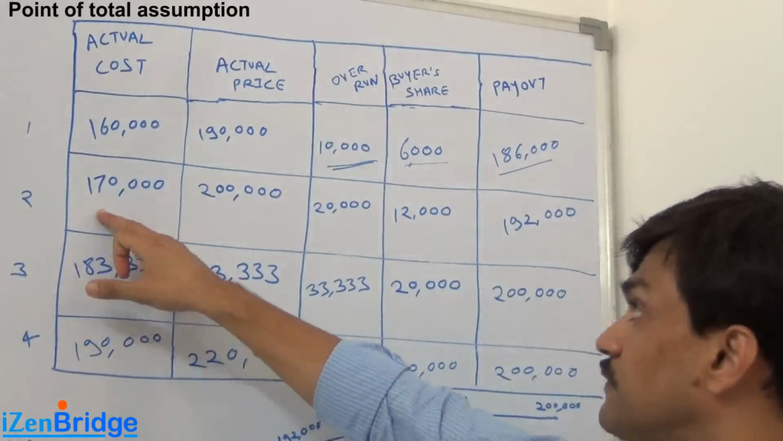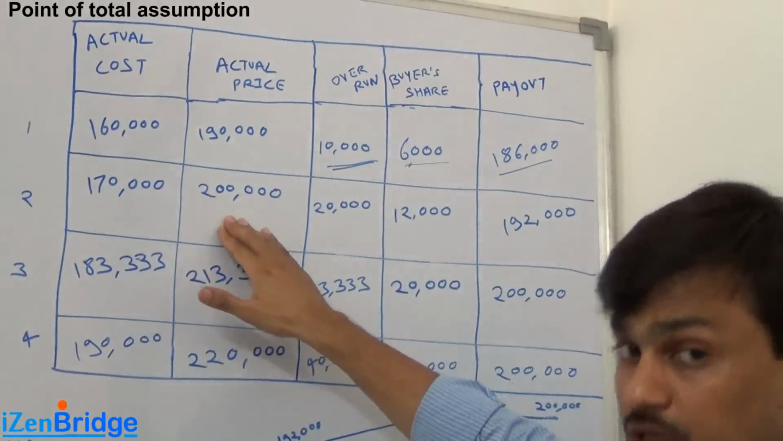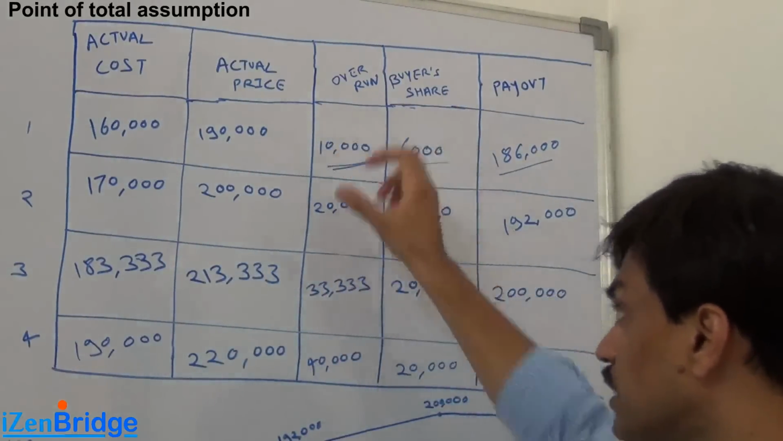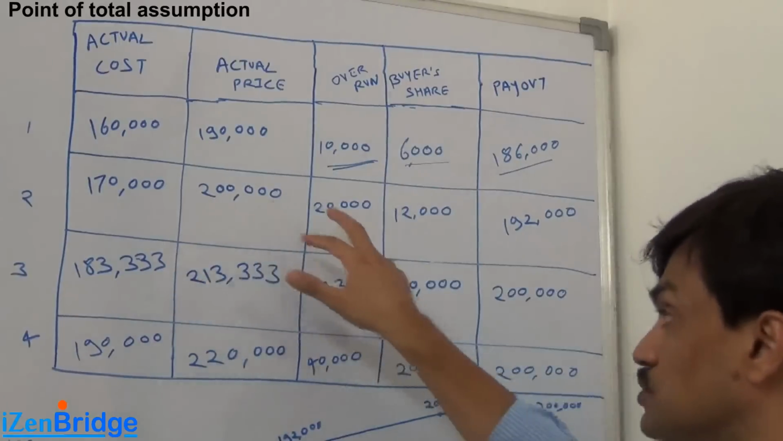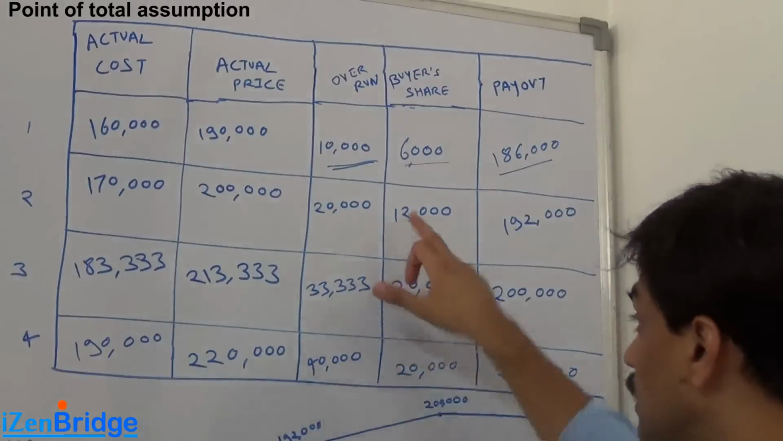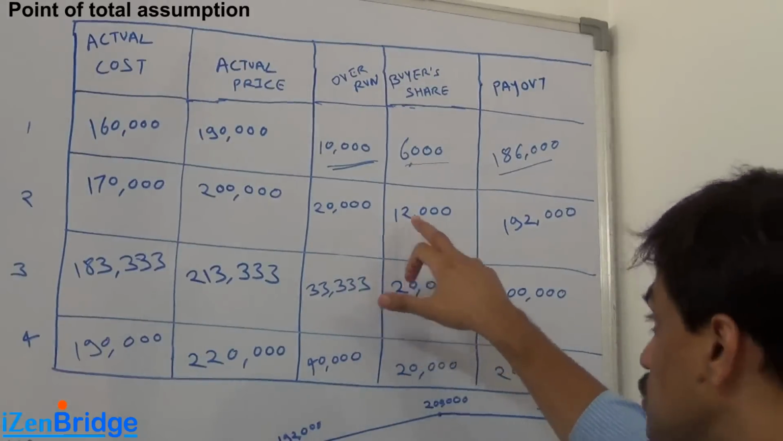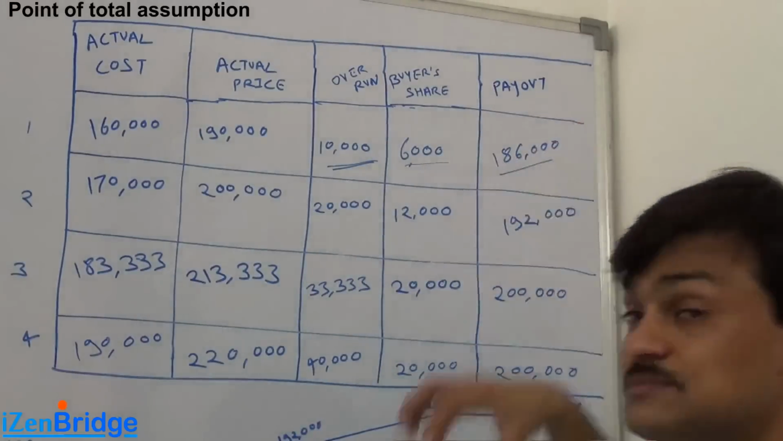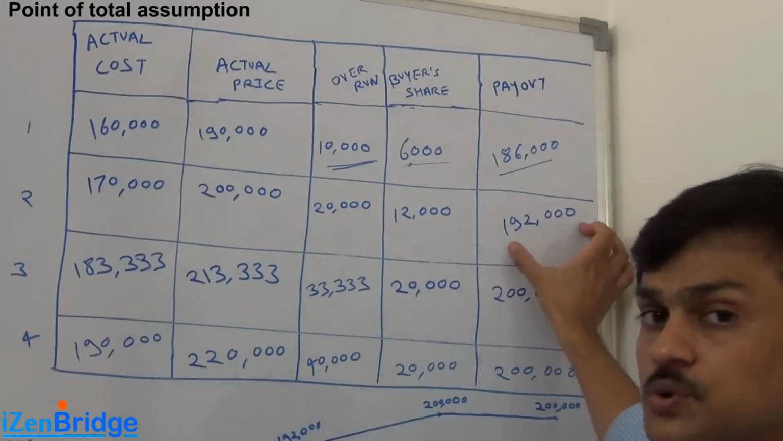Now scenario 2, if in place of 160 we end up spending 170,000. In the case of 170,000, the actual price will rise to 200,000. In the same way, the overrun is 200,000 minus 180,000, which is 20,000. I, as a buyer, will pay only 60% of it. It's 12,000 I am willing to pay. So 12,000 plus 180,000 makes the buyer's payout 192,000.